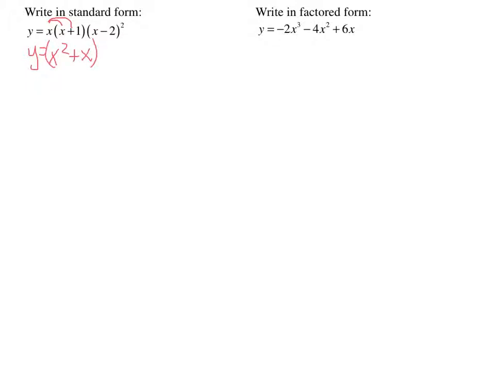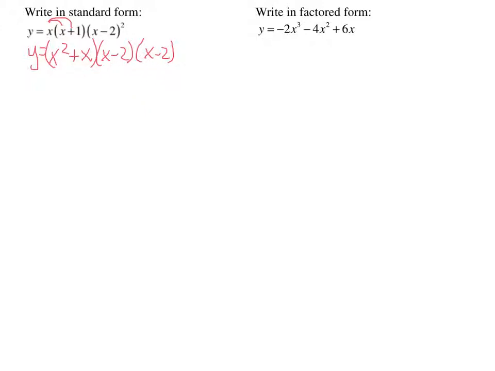And then, can I write x minus 2 squared as two binomials? X minus 2 squared is x minus 2 times x minus 2. Now from there, do you see I have to do some FOILing? I'm going to choose to FOIL these two first, got it? And then bring this guy in second.